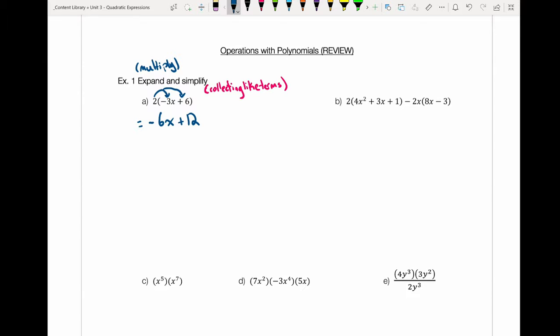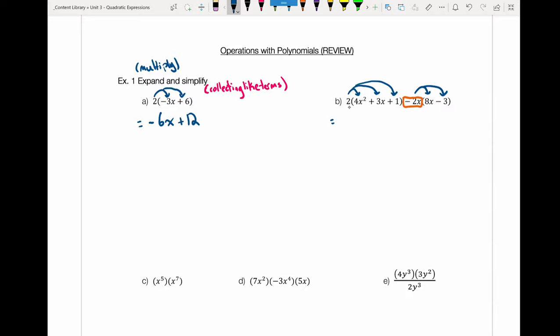For b, same idea. I've got a 2 out front of the first bracket, so that's going to multiply to everything in there, those 3 terms. In the second one, this negative 2x, or minus 2x, is going to get multiplied through the entire second bracket. Carry that negative through, so don't just multiply positive 2x. I would say multiply the negative 2x, the entire thing, through, because that's going to make it easier in the end and you won't get confused with some of the signs.